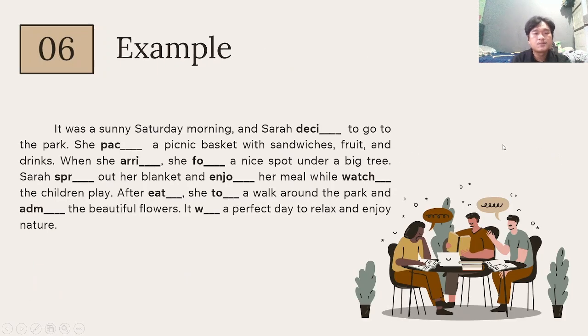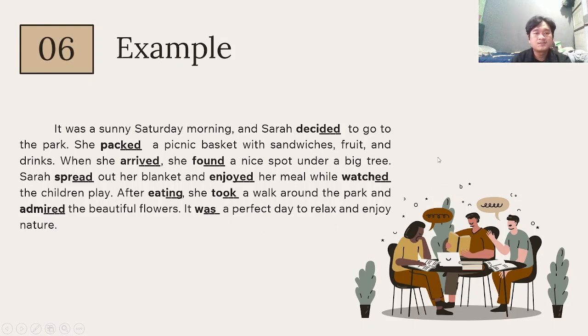Next, the example. Okay, I make the example. I omitted some words in the half, just half, like this. You should fill it with the correct grammatical structures, like decided and packed, arrived, she found, spread, enjoyed, and watched, after eating, took, admit, and the last one is was.